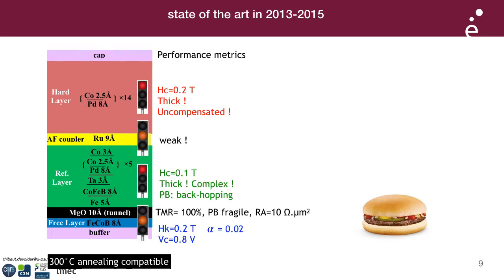For instance, at that time, you would typically have a free layer with 200 millitesla of anisotropy, a damping parameter of 2 × 10⁻², a TMR of only 100% with an MgO barrier that is fragile. You would have a reference layer that would maybe not be coercive enough or stable enough, which induces problems of backhopping, and the hard layer would not provide enough moment to compensate the moment of the reference layer.